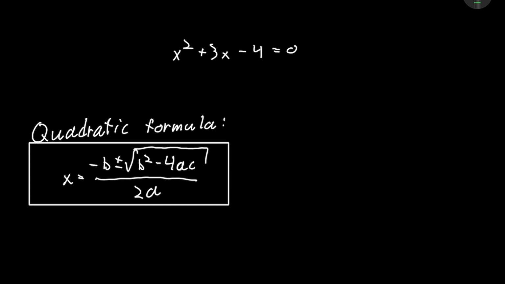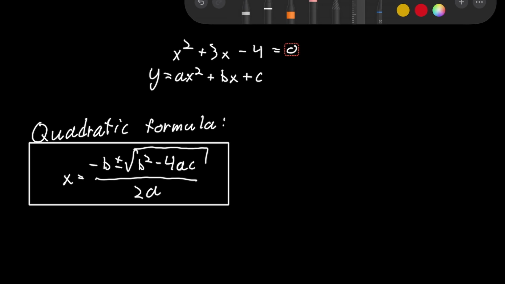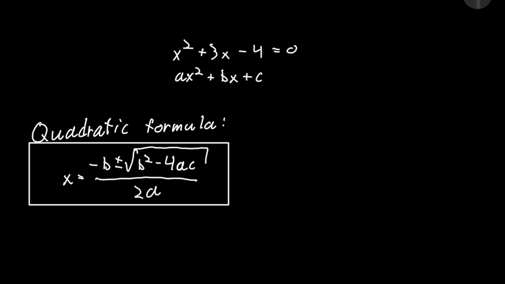Now, you may wonder, what is a, what is b, and what is c? Because we have to plug the numbers into the formula for the formula to work. Then we have to use the standard formula for a quadratic equation: y equals a x squared plus b times x plus c. That's the standard formula for a quadratic equation. Now this would be the exact same as if we wrote y on the other side.